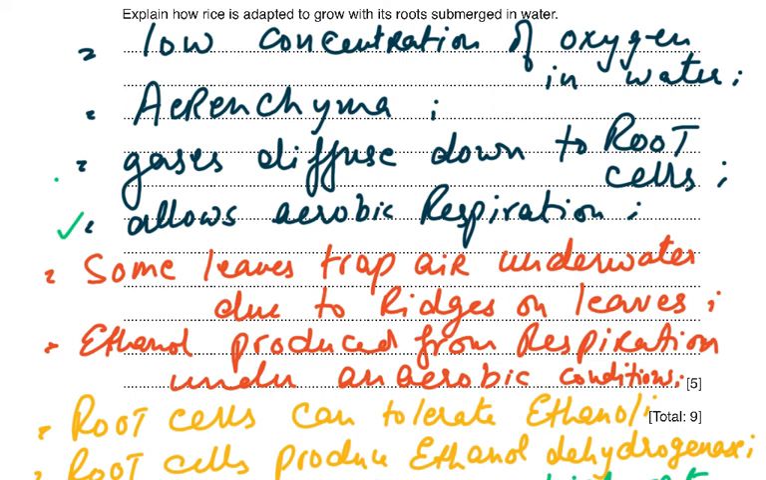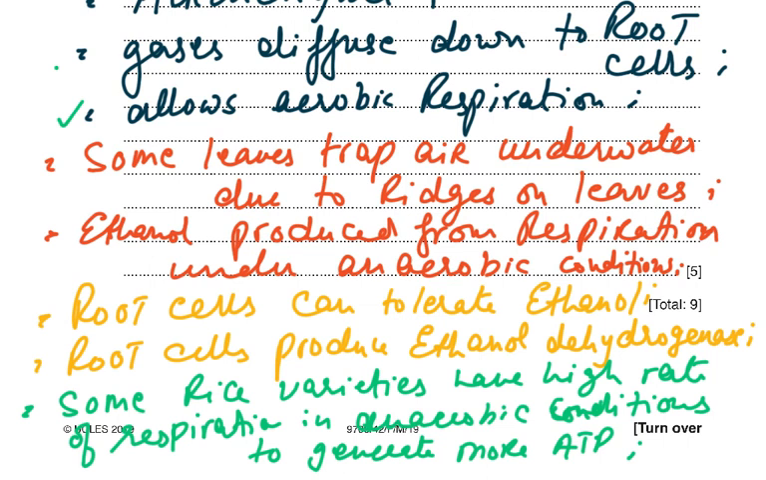Some leaves trap air underwater due to ridges on the leaves. Ethanol is produced from respiration under anaerobic conditions. Root cells can tolerate ethanol, which is of course an advantage, and the reason is the root cells produce ethanol dehydrogenase, which breaks down the ethanol. And then some rice varieties have a high rate of respiration even in anaerobic conditions, and can still generate more ATP. So these are all the factors which help the rice to survive these anaerobic conditions.